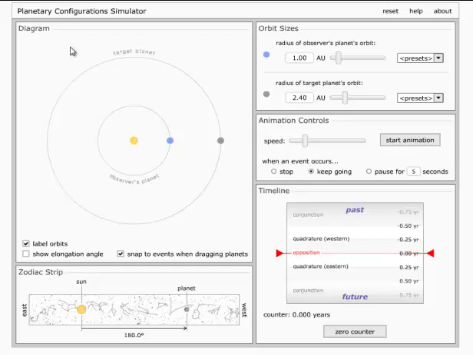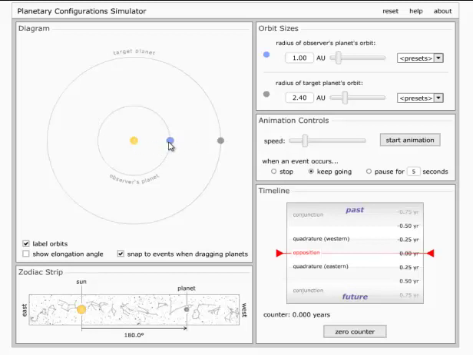So this is like a heliocentric model, kind of like the Copernican model, and we have the sun here, our observer's planet, so we'll just say that's the Earth, and a target planet, we'll just say that's Mars. Now let's consider the way these things are lined up here. We can think about this from a top-down view, like looking down on the whole solar system, and here we see what we're calling opposition.